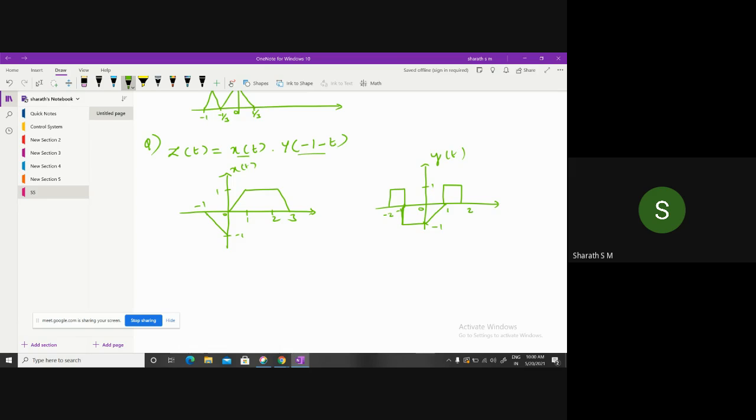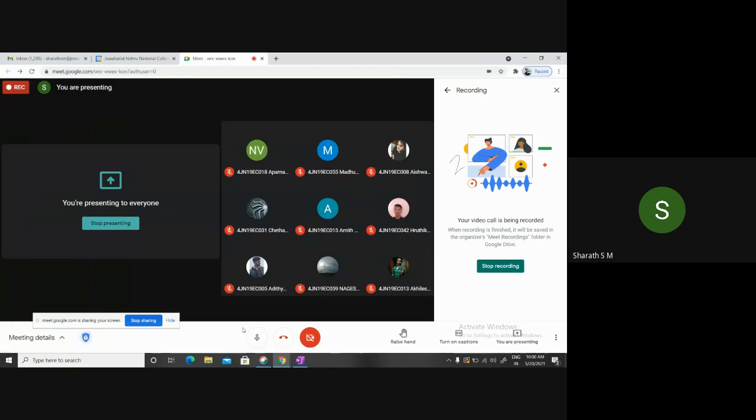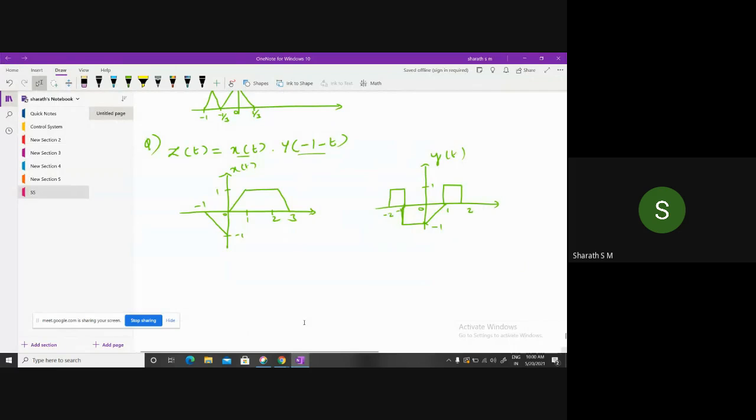So y of minus 1 minus t. What is the first step we need to do here? Rutik, y of minus 1 minus t, which step should be done first?